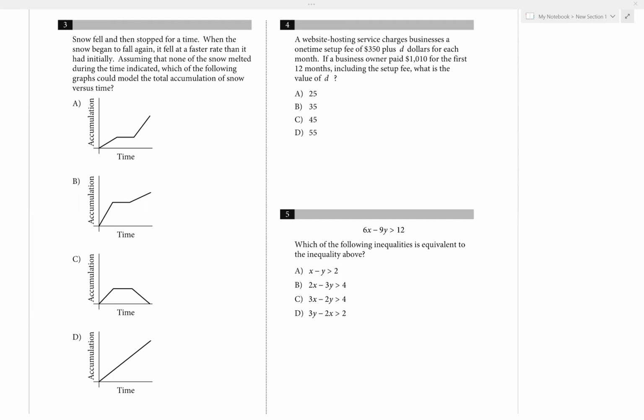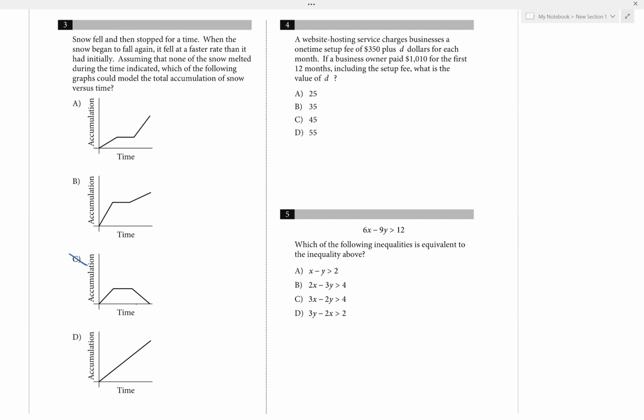Okay, so first things first, we know no snow melted, right? So as time goes on, the graph has to increase, accumulation has to increase over time. So we shouldn't have anything that goes down, right? So we don't have any decrease. So just from that, we can eliminate C. Okay, so we don't have any negative intervals here, right? We don't have a part that goes down.